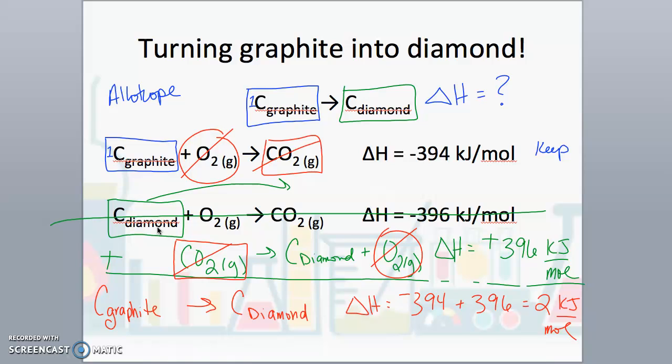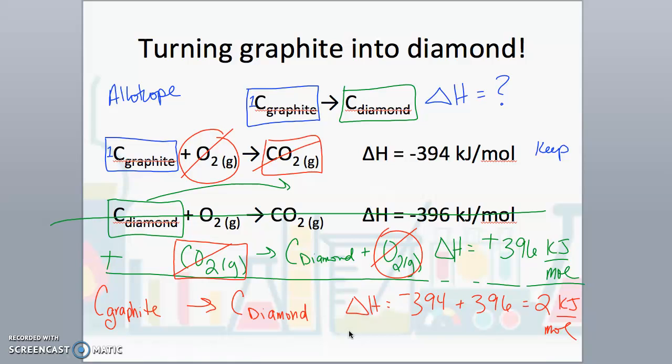Now remember, we can flip reactions, and this is perfectly fine. We just have to change the sign of the delta H. So if I make CO2 the reactant and the diamond form of carbon and oxygen the products, I change the sign of the delta H. And notice how I've got a product oxygen, one oxygen reactant. I can cancel those. I can get rid of them completely. Same with the CO2. It's a reactant over here, a product here. I can cancel those. And what I'm left with is exactly what I was looking for. I've got the carbon graphite form going to the diamond. So I sum my delta H values and I get 2 kilojoules per mole.